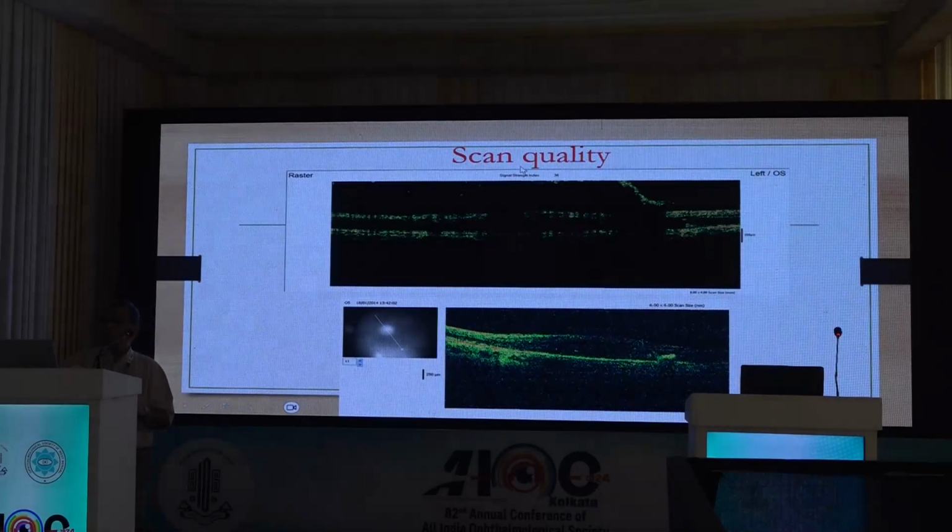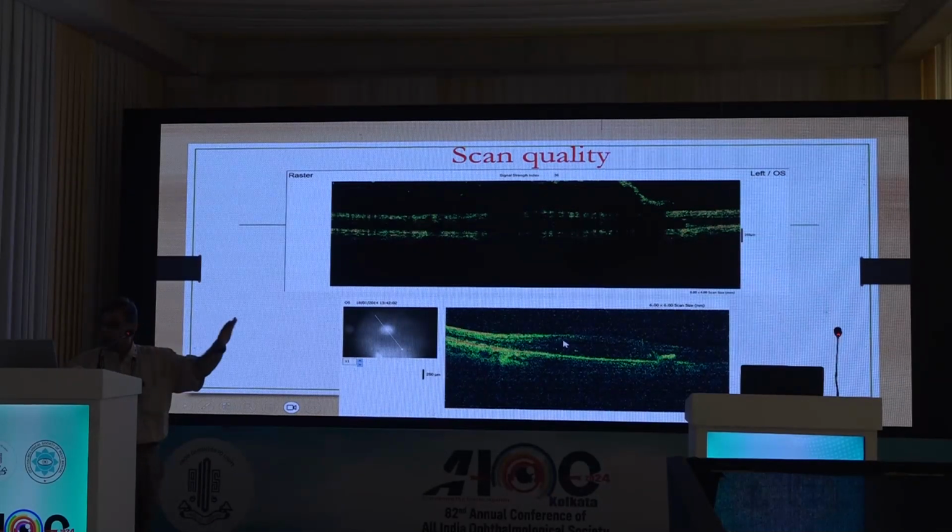For example, this is not a good scan quality. This again, because of some opacity, you're not getting a good scan quality, but it's good. Supposing, for example, you have an advanced cataract, at least this tells you, no, this is not a normal retina. There is some macular edema. So if it was a diabetic, it tells you, look, it's not just a normal retina, but it's seen hazily.